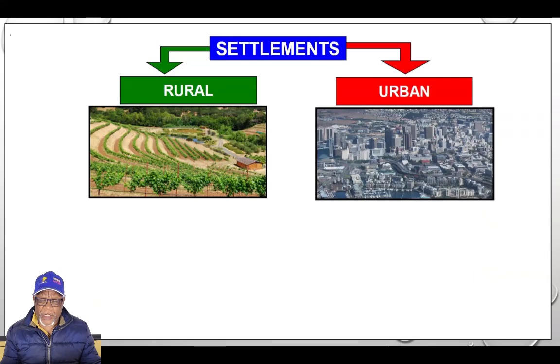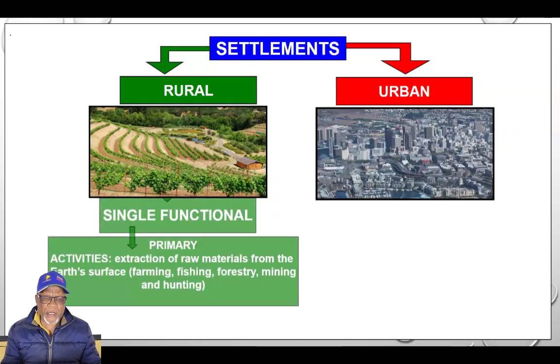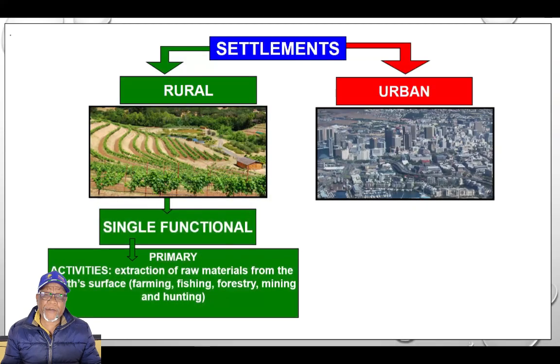We said rural settlement and urban settlement. What do we mean by that? Rural settlement is a settlement which has a single function, or which has one dominant economic activity. Rural settlements are dominated by primary activities. What are primary activities? It is the extraction of raw materials from the earth's surface. Examples are farming, fishing, forestry, mining, and to a certain extent, hunting.